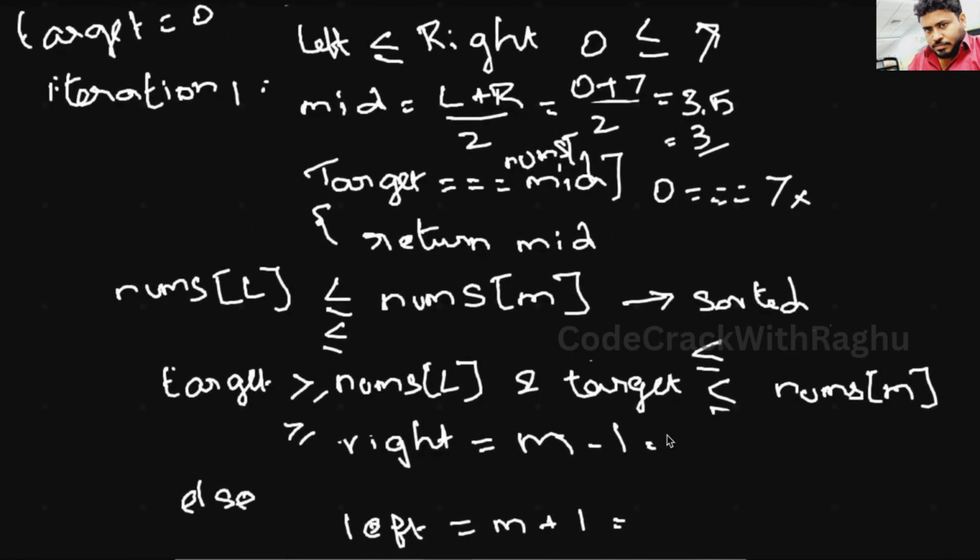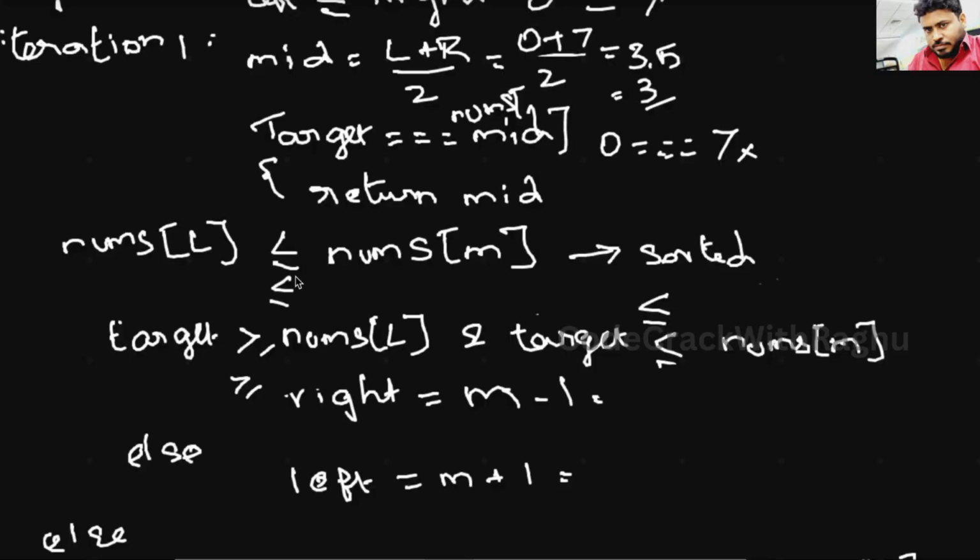So what are the below conditions? We have nums of left is less than or equal to nums of mid. If this is satisfied, it means the left array is the sorted one. If that is sorted, we find whether our target is present in it. That is the remaining logic here: target is greater than or equal to nums of left, and target is less than nums of mid. Between L to M we need to find.